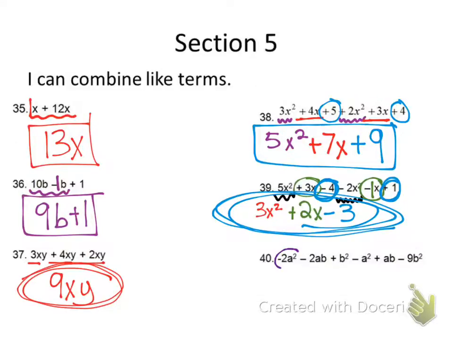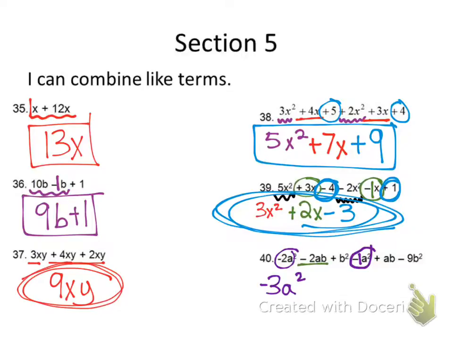2a, so the 2a's. So negative 2a squared minus a squared, that will make that a 1. 3a squared. Very good. Negative 3a squared. Good. We can just go in order. We'll do the AB's next.